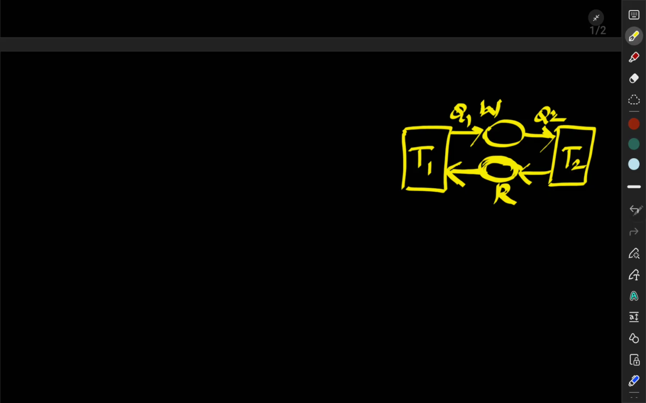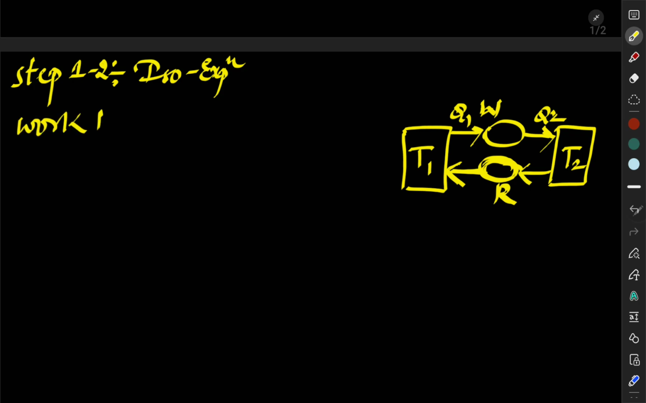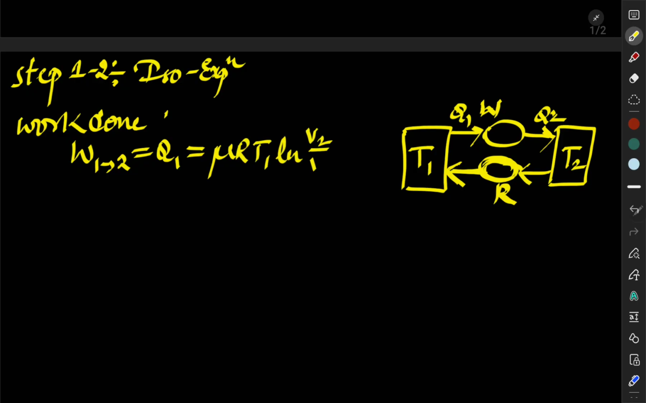Now at step 1 to 2, which process was going on? Isothermal expansion was going on. So the work done at step 1 to 2 will be equal to Q1, because Q1 heat is being absorbed: mu R T1 log V2 by V1. Let this be equation 1.